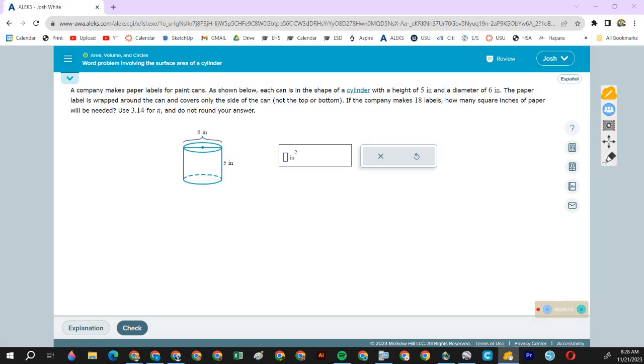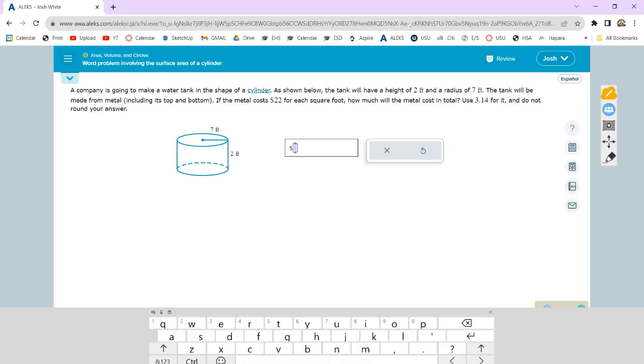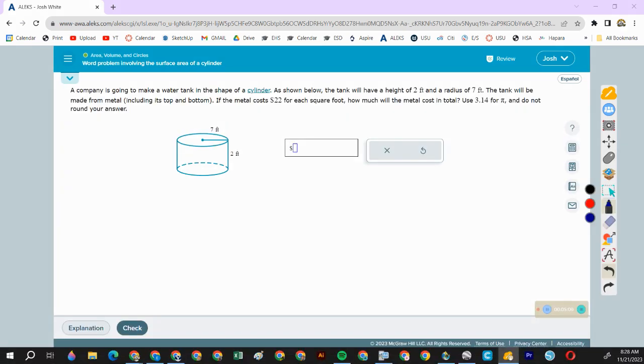Let's do one more. So the area of the base is pi times 7 squared, and then we just multiply that by 2, and that's going to come out in units cubed because it's a volume.